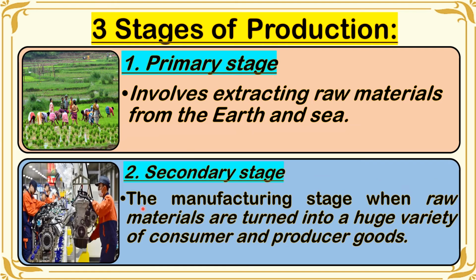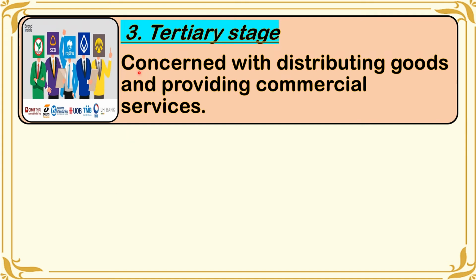The second one is secondary stage. It is the manufacturing stage when raw materials are turned into a huge variety of consumer and producer goods. It means class, it is on the processing stage. And the last one is, of course, tertiary stage, concerned with distributing goods and providing commercial services. Example, if you are working as a customer service agent, or if you are working in a bank, you are in the new account section, so you deal with different people.